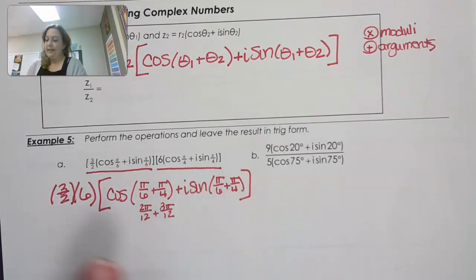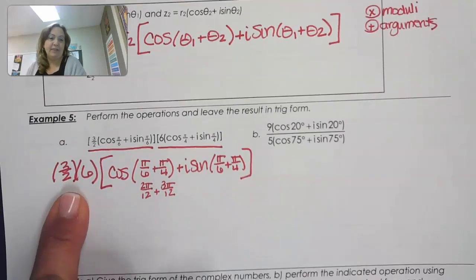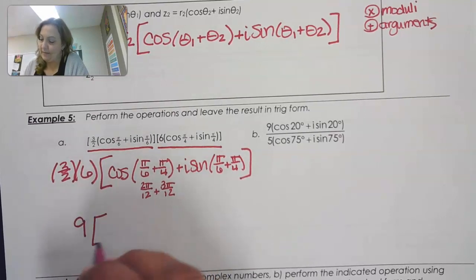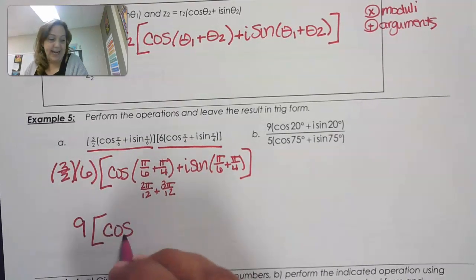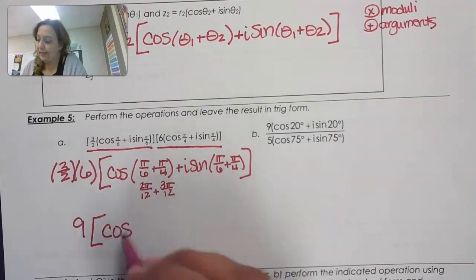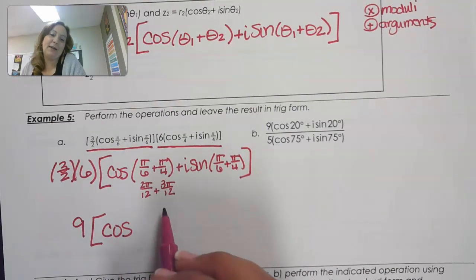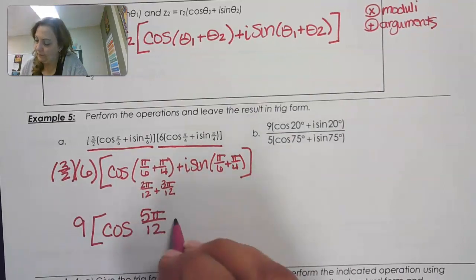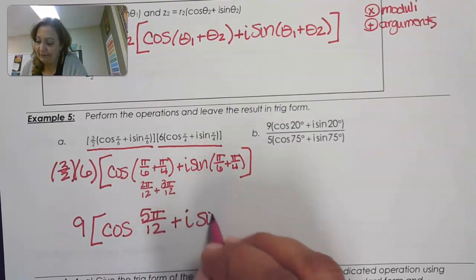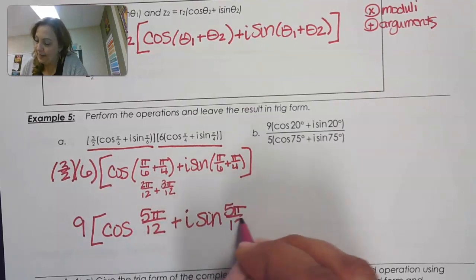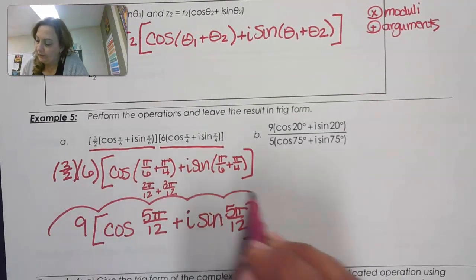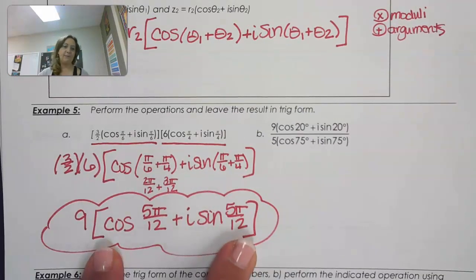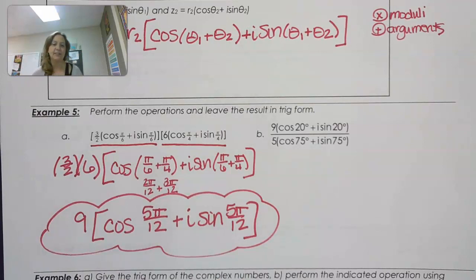So if I multiply 3/2 times 6, that gives me 18/2 or 9. And then when I add these together, if I add 2 pi/12 and 3 pi/12, that gives me 5 pi/12. And if I add those, that'll also give me 5 pi/12. So that's all you need to do. And you could just use regular parentheses instead, since we don't have any inside quantities, it's fine.